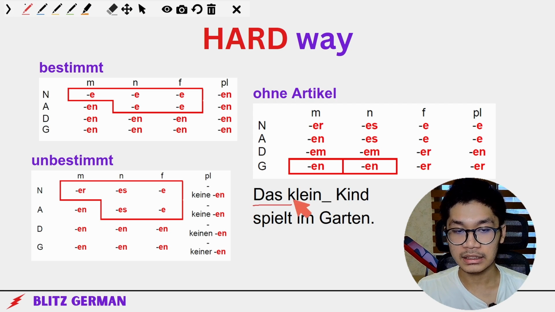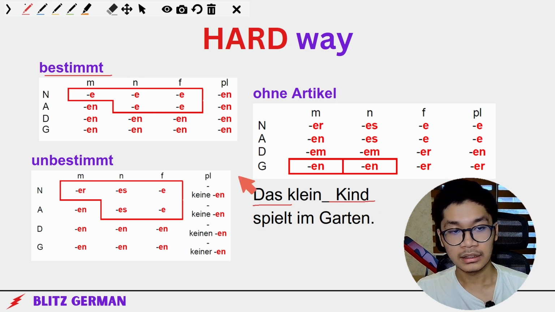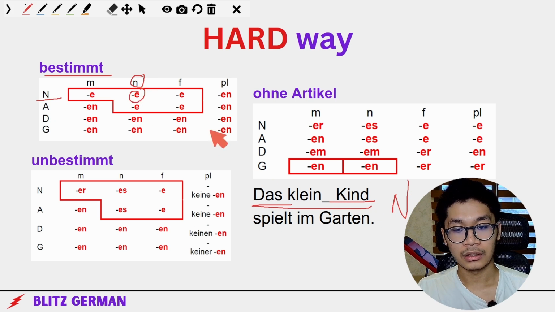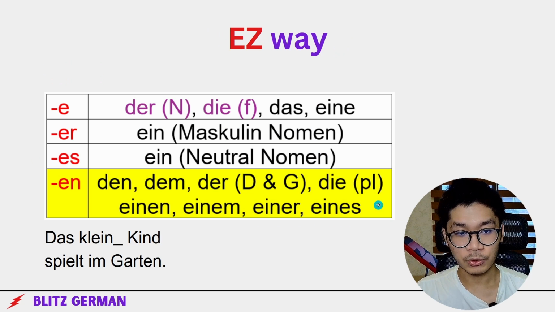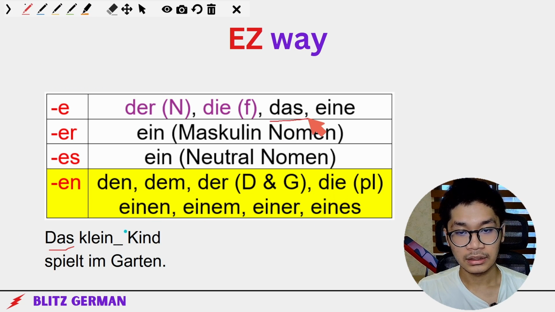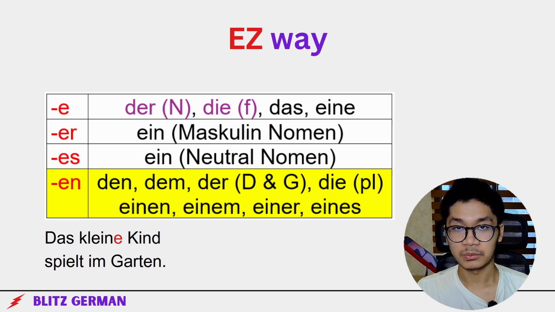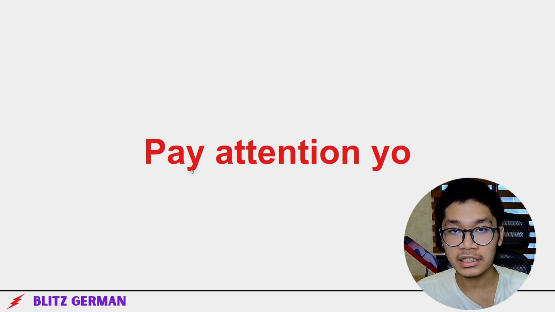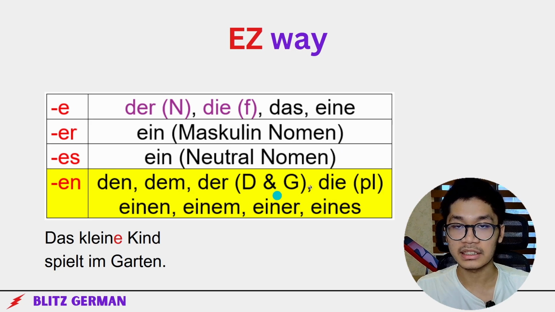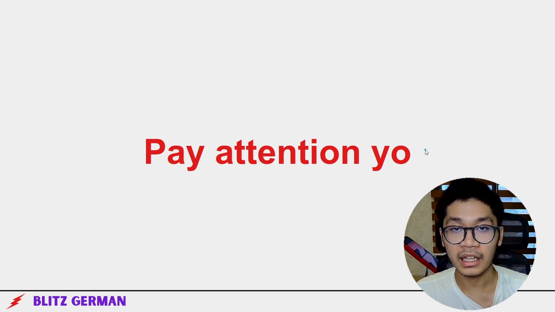Look, das, bestimmt, Kind, Neutrum, nominative. For one single letter, I have to think that much. And look at this, easy way. Easy way, das. That's 10 times faster, right? But in order to be able to do that, you have to pay attention to this video. If not, you won't understand this table here. So, pay attention and follow along.